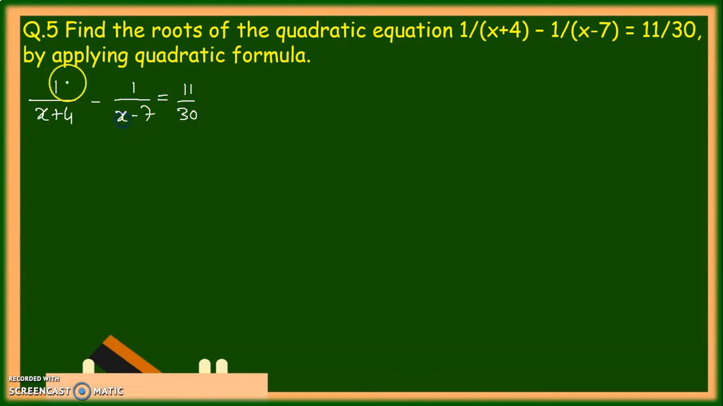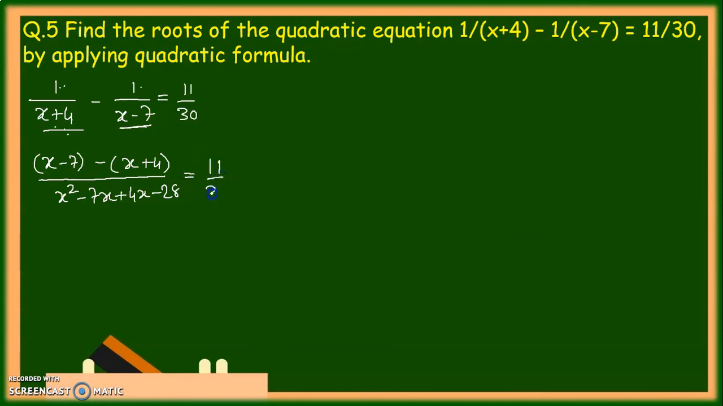So here if you do the cross multiplication, this x minus 7 will multiply with 1. So this is x minus 7, minus, this x plus 4 will multiply with this one. So it will be x plus 4, divided by, here this x plus 4 will multiply with x minus 7. So if you multiply these two, you will get x square minus 7x plus 4x minus 28, equal to 11 divided by 30.